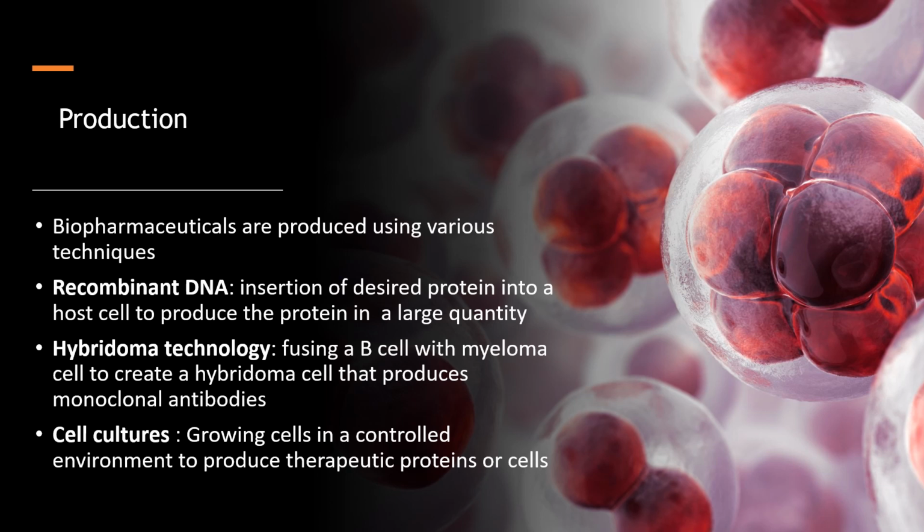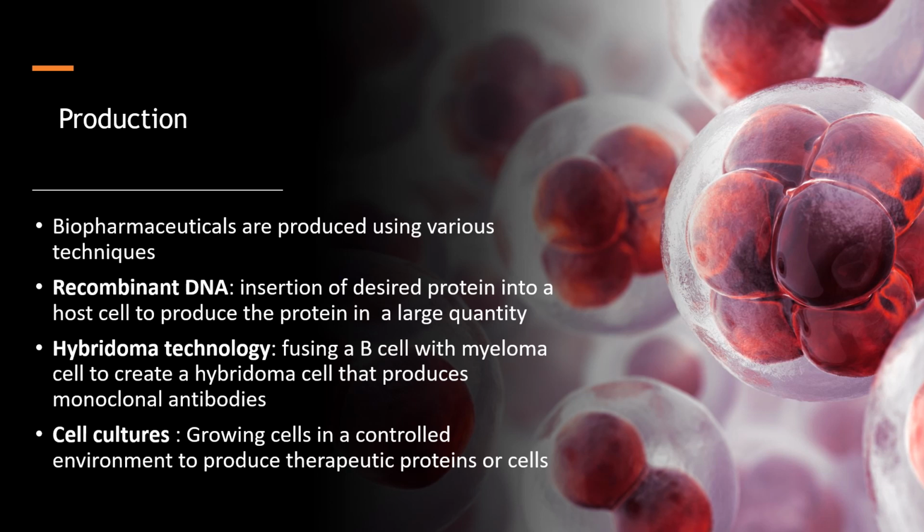So they can be produced from various techniques. For instance, recombinant DNA. This process is a well-known technology which involves the insertion of a desired protein or desired genes into a host cell or organism to produce the same type of gene products in multiplied or accelerated form. In terms of protein, it is produced in large quantity. We also have the type of production called hybridoma technology.